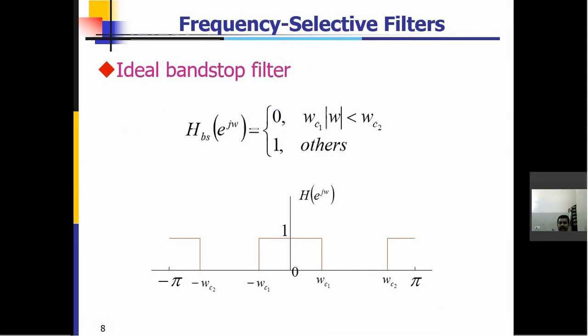Next one is the ideal band stop filter. The frequency response of the ideal band stop filter, H BS, where BS means band stop, of e to the power j omega is equal to 0 for omega greater than omega c1 and less than omega c2, and 1 for other values. And this is the frequency response of the ideal band stop filter.